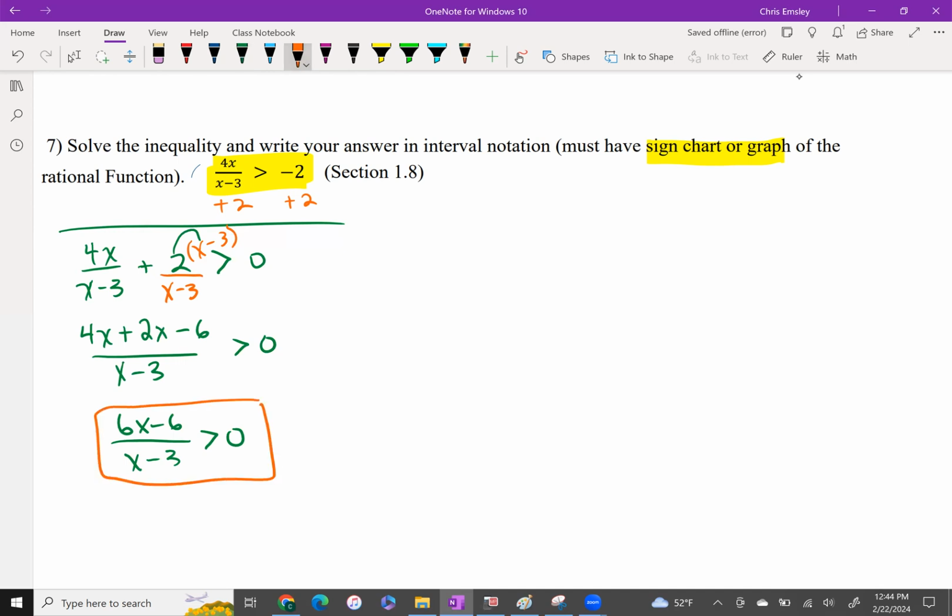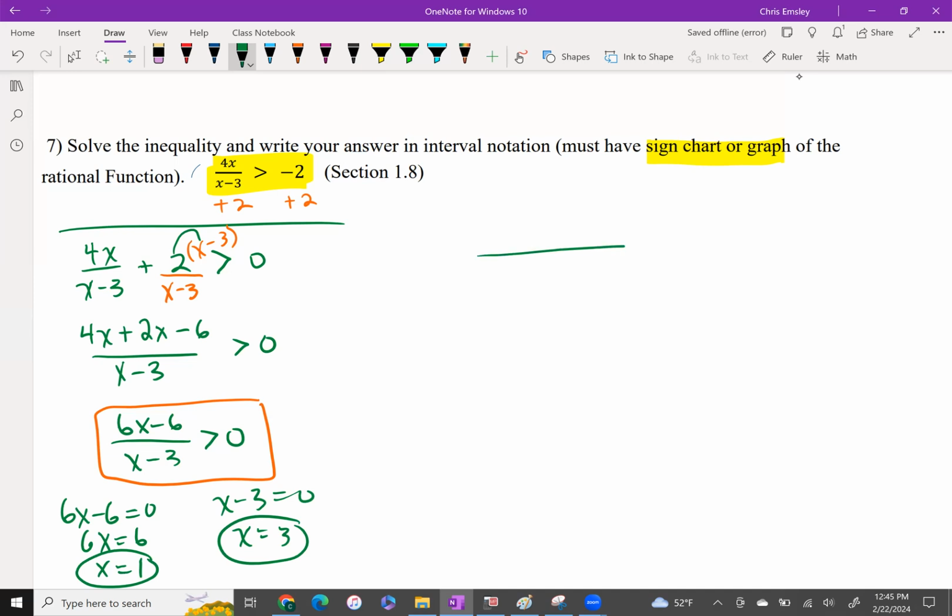Okay, our key numbers come where the numerator is 0. So I take the top and set it equal to 0, add that 6, and divide. There's one of our key numbers. Or where the denominator is 0. Add that 3. Those are my two key numbers I'm going to use in my sign chart. Put them in order from smallest to biggest. And then we put our factors over here on the side.